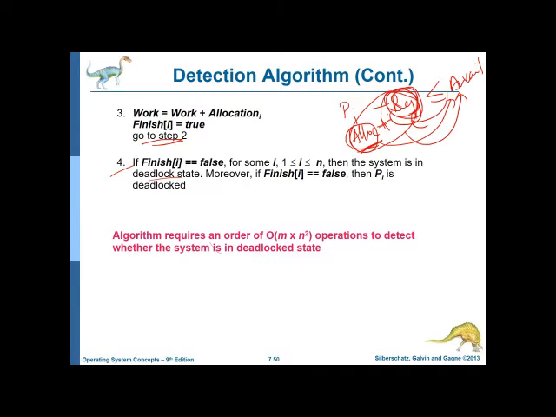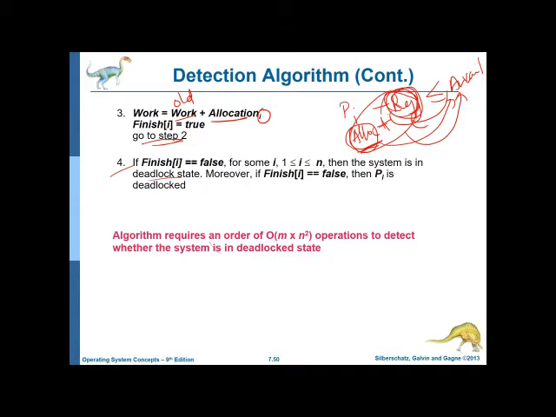So the next process can use it, right? That is why what you do here is the new work is the old work, the old availability, plus what is allocated already for the ith process.